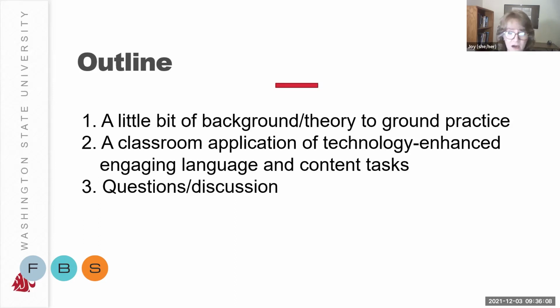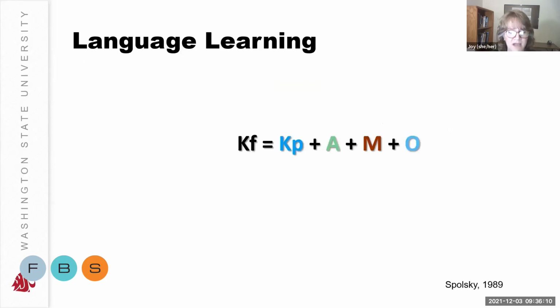To start, I always use this model of language learning, or this equation that Spolsky proposed in 1989. I know, I was alive at that time. A lot of you weren't, whatever. So this is a model of conditions for language learning.